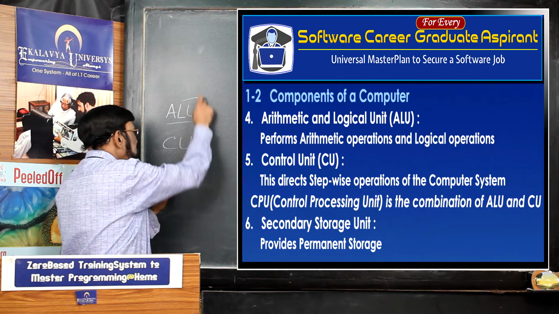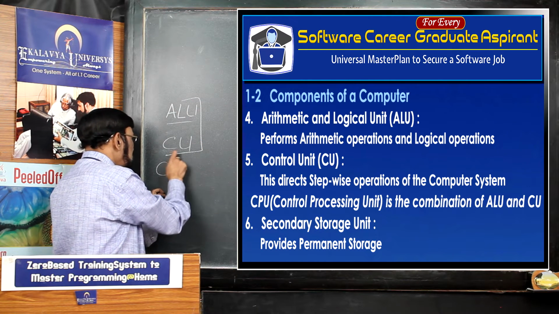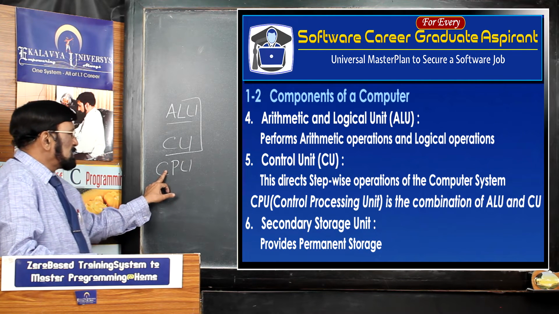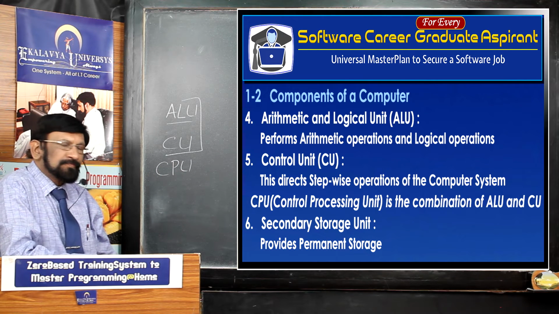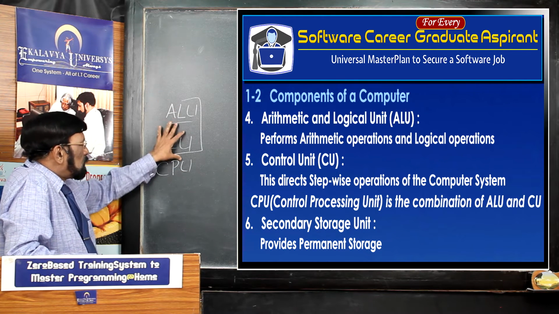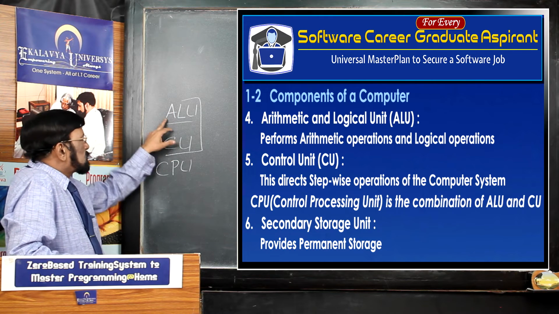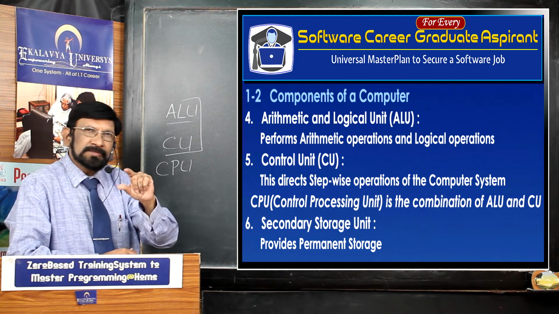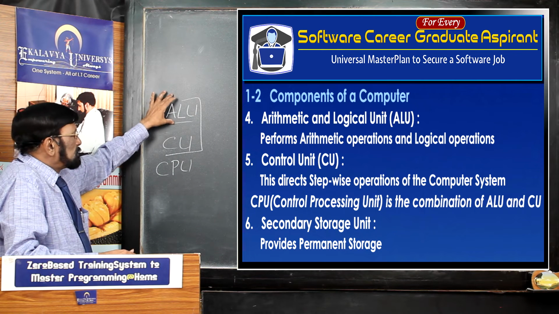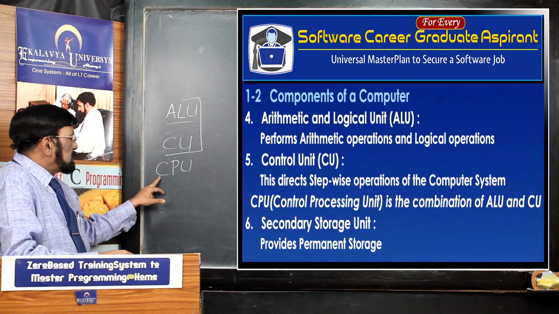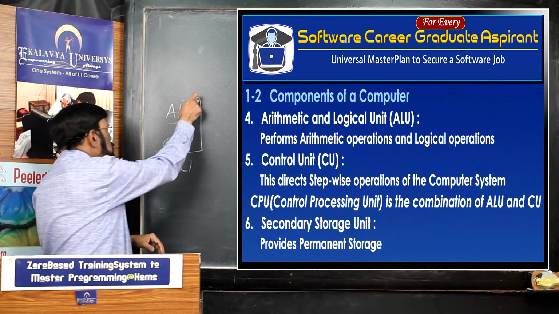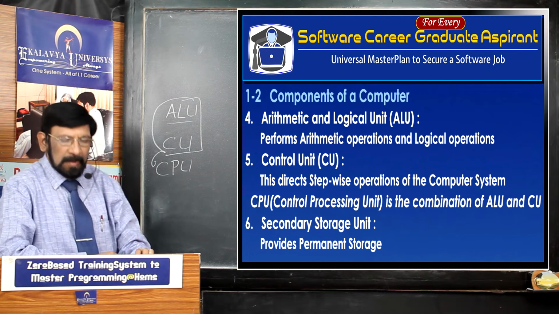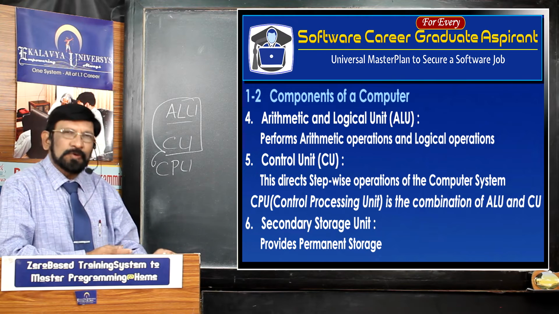One thing you must understand: both of these together are called the CPU. All of you have heard of this, the central processing unit. Actually, here in the beginning itself, I told you that depending on the functionalities, I am dividing them into ALU and CU, but together it is the central processing unit. Both together are known as the CPU. This is a difference you have to understand. Okay, this is the fifth one, and the sixth one is the secondary storage unit.